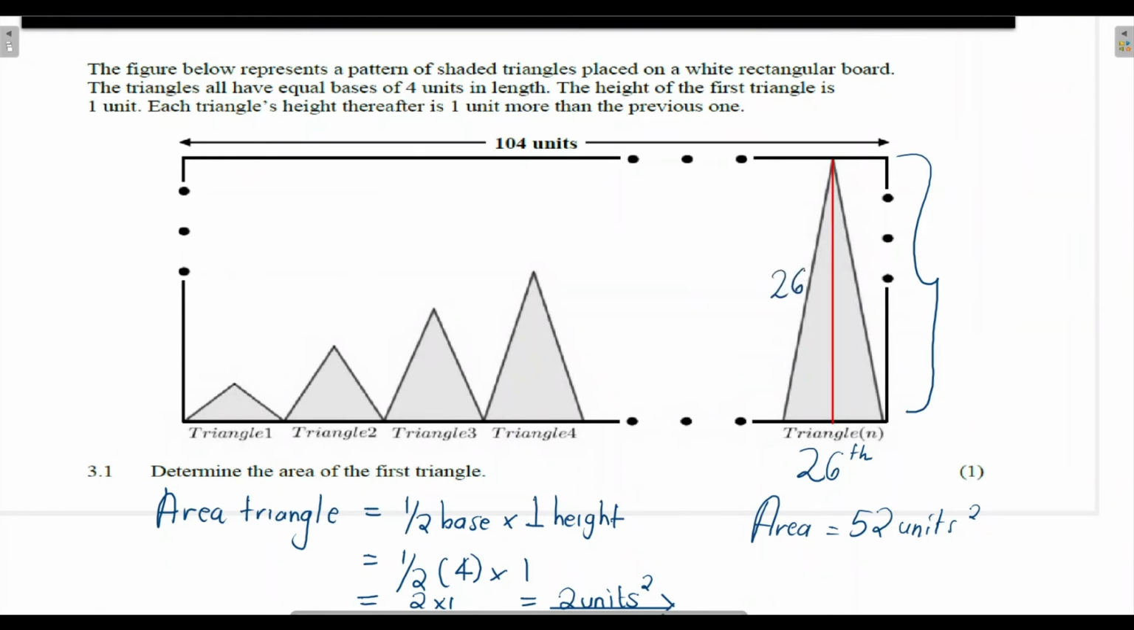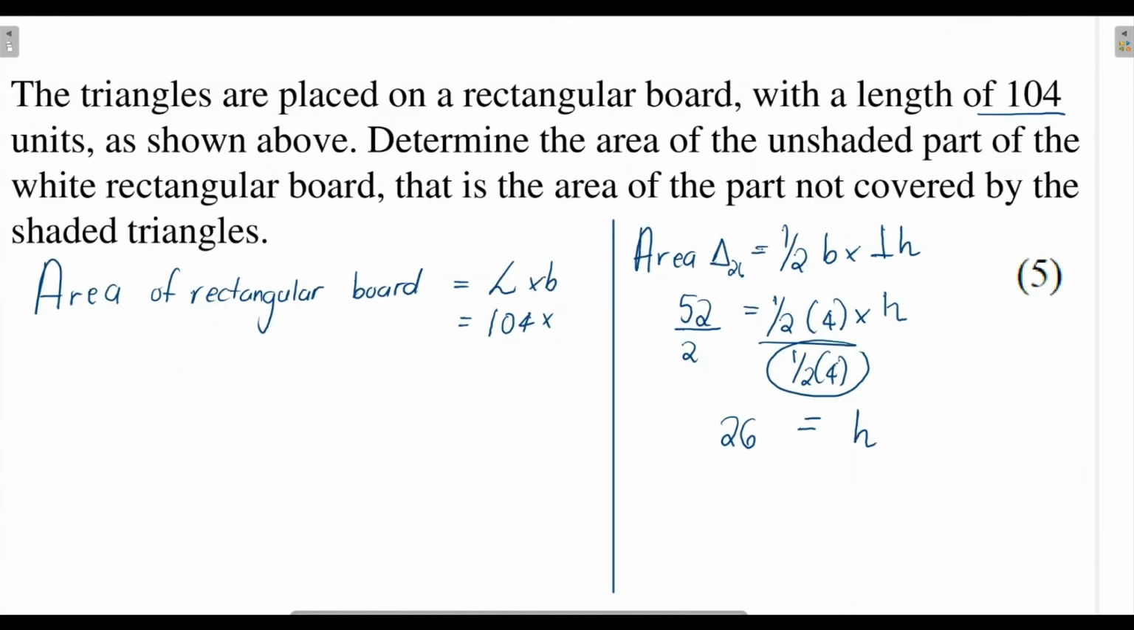And now since we've got the height from there to there, we can simply calculate the area of the rectangular board. The area of the rectangular board is length times breadth, and your breadth is 26 units. So 104 multiplied by 26 is equal to 2,704 units squared. That is the area of your rectangular board.